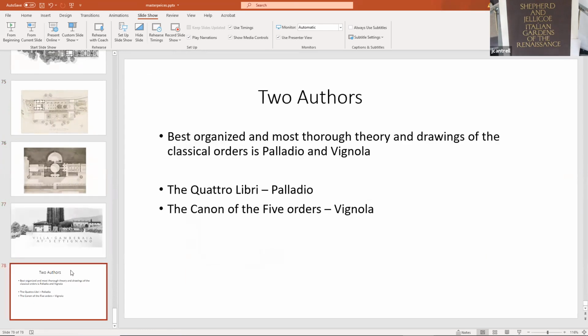So the last part of the lecture is these two authors. I've shown you a lot of somewhat conflicting information. I guess I don't mean conflicting, but some very complex architects with their ideology about each person's ideas and theories. But I was going to say, these two people, Palladio and Vignola, really revolutionized and created the most thorough and comprehensive books in architecture, both the Four Books by Palladio and, of course, the Canon of the Five Orders by Vignola.